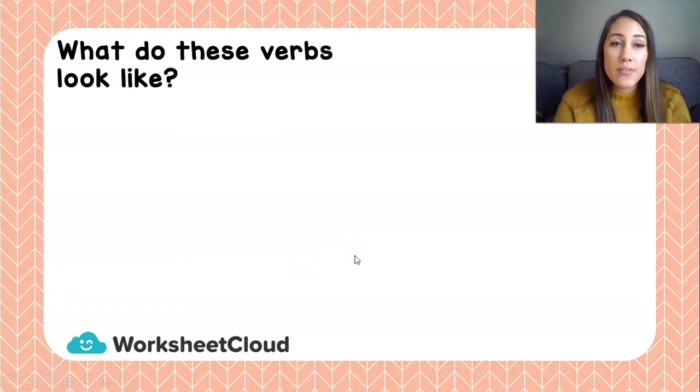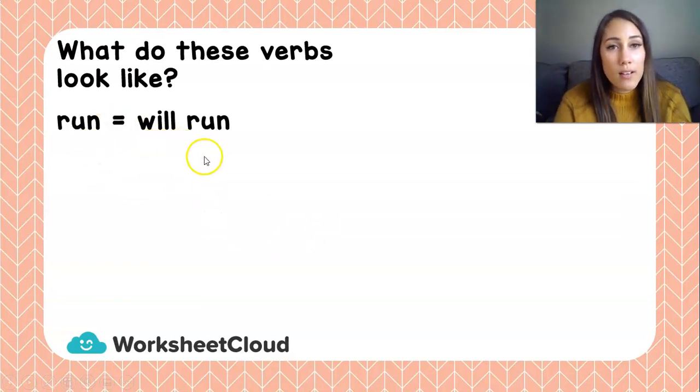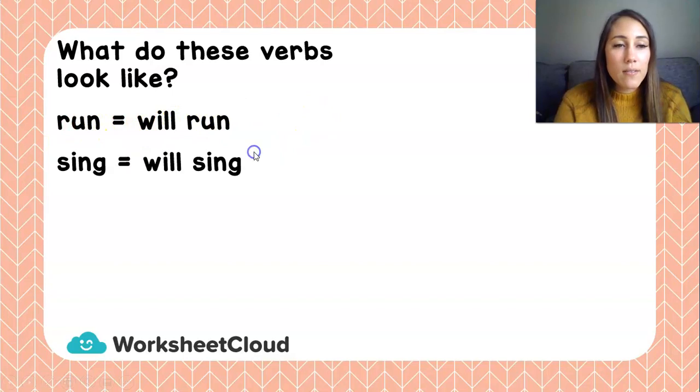Now what do these verbs look like? Run, will run. So in the future, you will run. So for all of these verbs, we are only going to use the word will now. And later on, we're going to hear when we use the word shall. So run becomes will run.